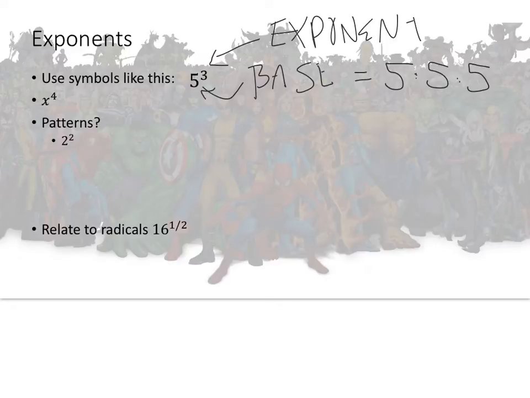This also works with variables such as x to the 4th power. What's our base? What's our exponent? Okay, yes, you are correct. X is the base and 4 is the exponent. So what that means is just x multiplied by itself 4 times.